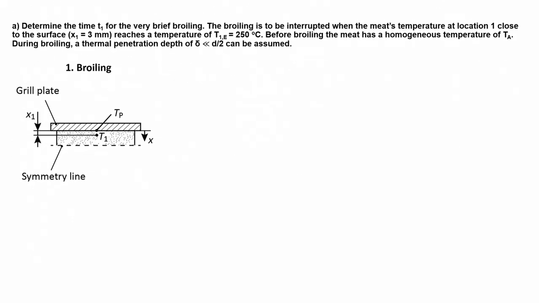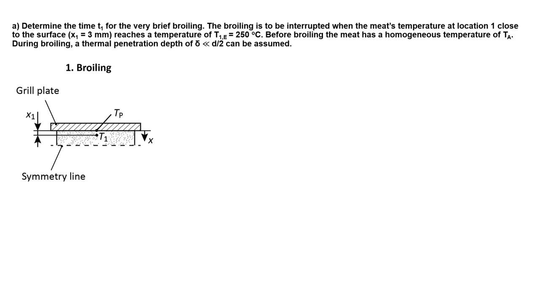In the first task, we are asked to determine the time required for the broiling process. Broiling is done when at location 1 the temperature reaches 250 degrees Celsius. At the beginning, the temperature is homogeneous and equal to that of the ambient, and also heat will never penetrate to the center of the steak. To determine T1, we need to know the temperature of the steak as a function of the time and position.